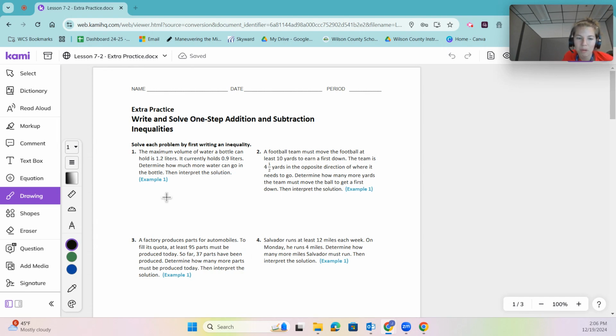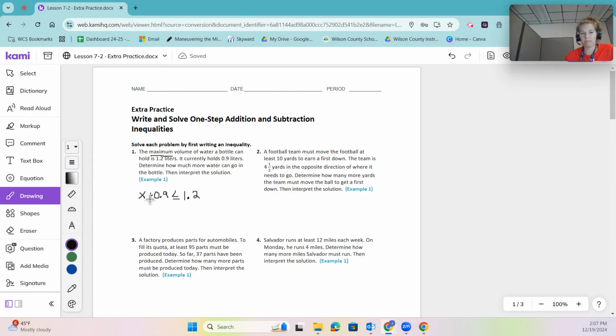Okay, so the maximum amount is going to be 1.2. So that means the amount in the water bottle is going to be less than or equal to 1.2. Maximum means it can hit that amount but not go above it, so that means it's an or equals to. All right, then we have the total amount, so it's going to be some number plus the amount that's already in the water bottle will equal the total amount that can fit.